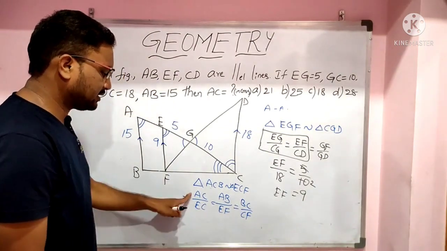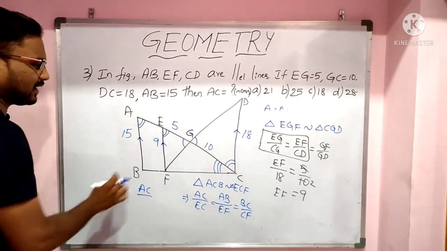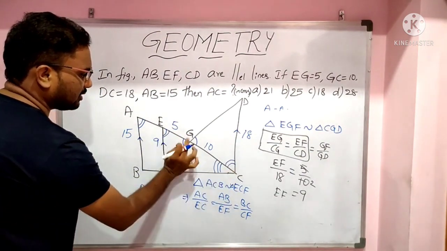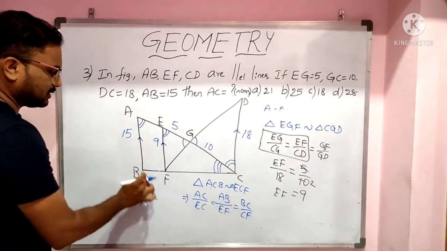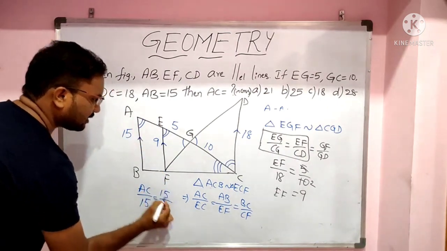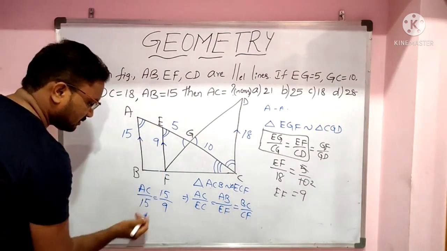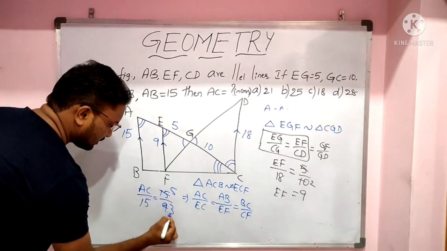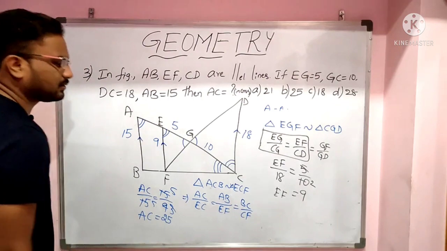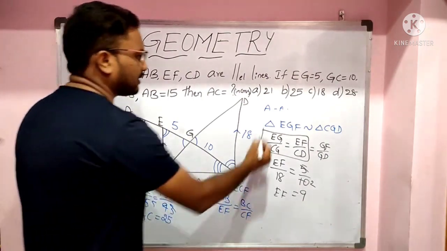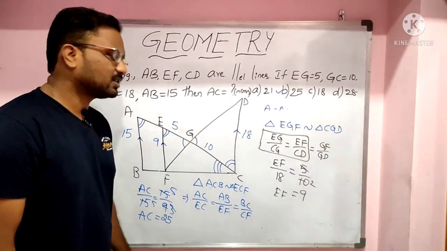So we need to find AC. AC by EC value, EC means the total, 5 plus 10, 15, equals AB by EF. AB is 15, EF is 9. So 3 5s, 3 3s. So AC equals 3 1s, 3 5s. So the AC value is 25. Answer 25. So this is the general way of doing the problem.